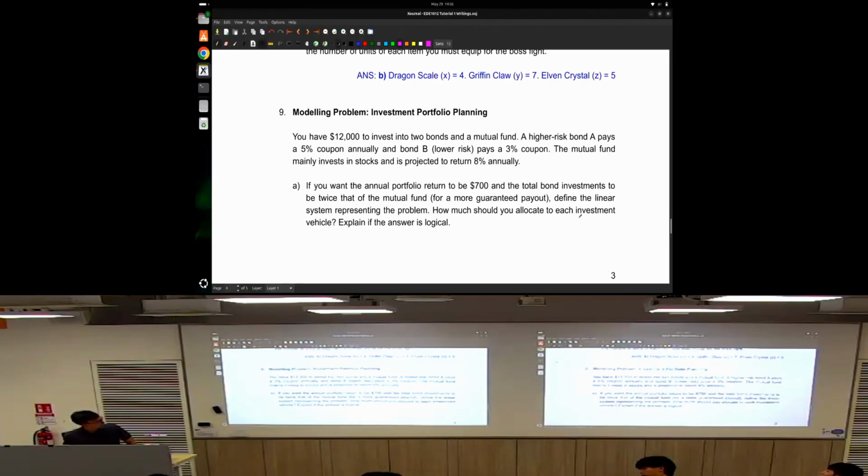So you're supposed to define the linear system, do the mathematical modeling, and create the system of linear equations. Okay, understand the problem here. So this one is quite common, for people like us as well as investment managers.